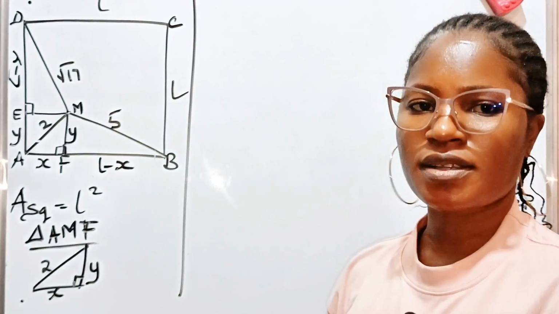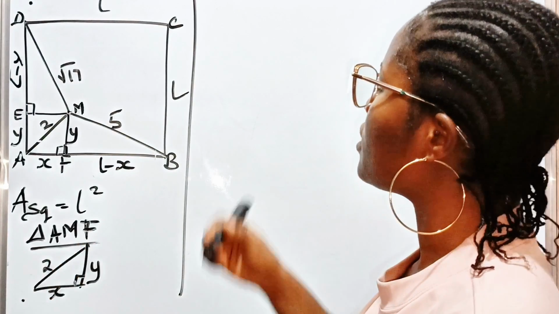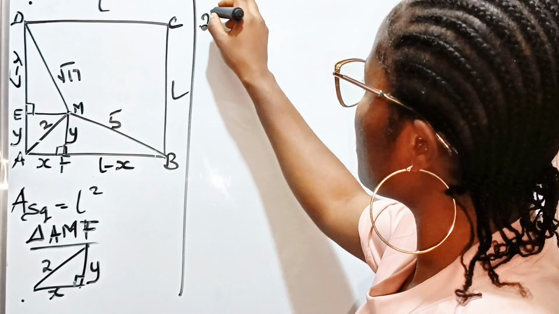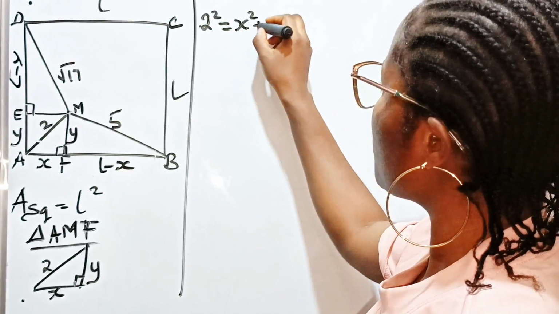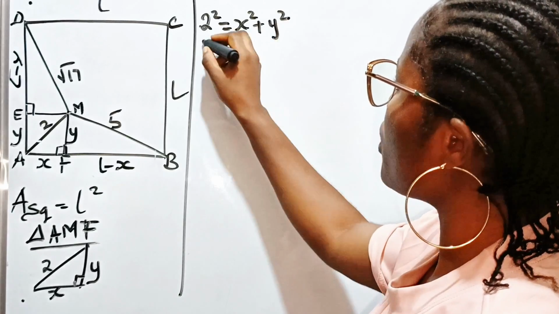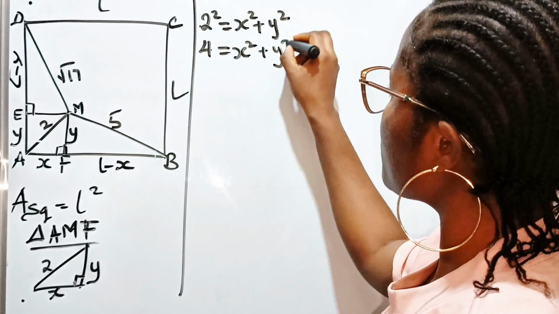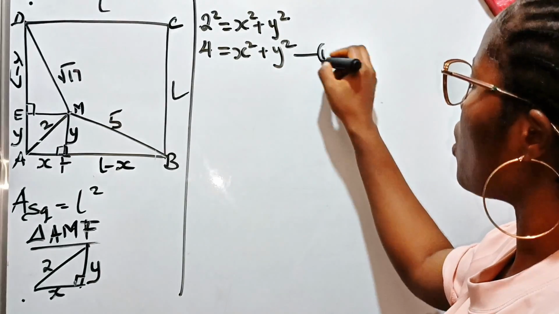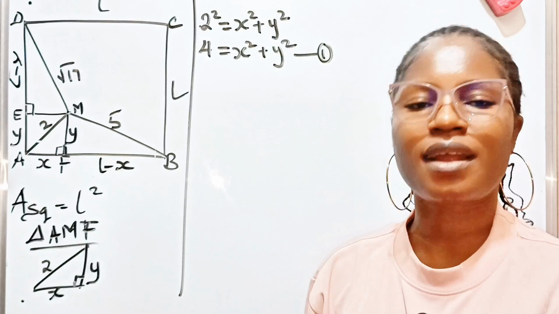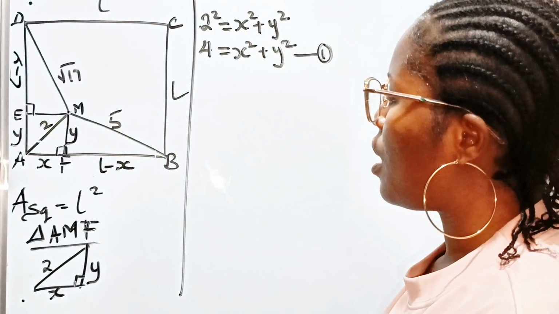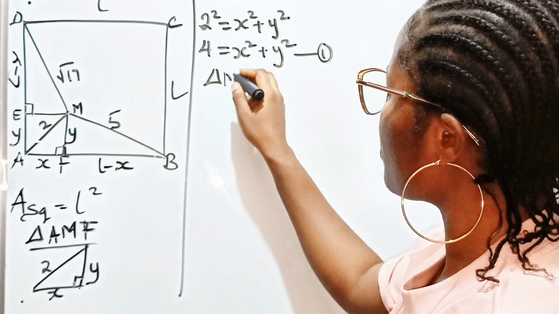Now using the Pythagorean theorem, we can see that 2 squared is equal to X squared plus Y squared. So it means that 4 is equal to X squared plus Y squared. Now let's call this equation 1. All right, similarly, let us consider triangle MFB.